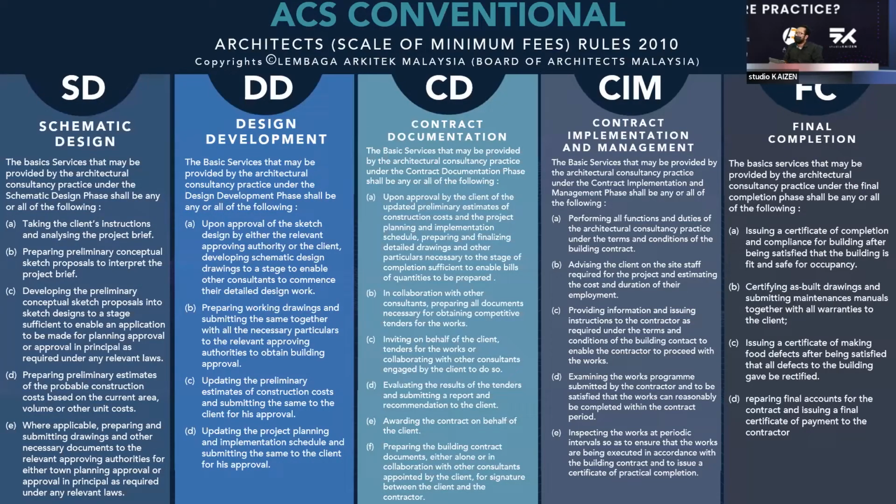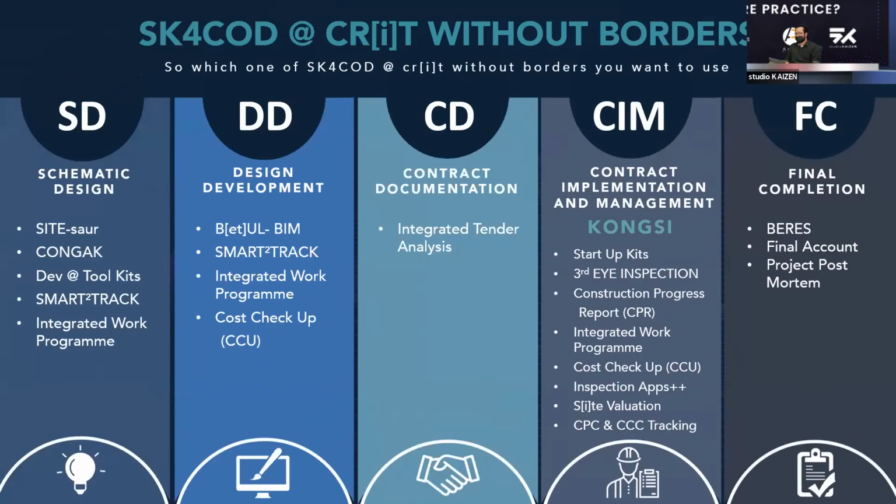Okay, so if you can see this slide, essentially it's our basic services as per the architect rules, from schematic design to the final completion phase. So based on these scope of works, we've created an app to coincide with each of it. So each app is unique and is used for specific purposes based on the scope of work as per the basic services slide I showed just now.